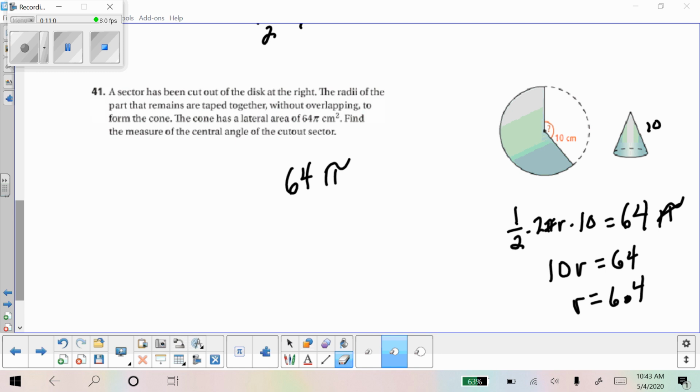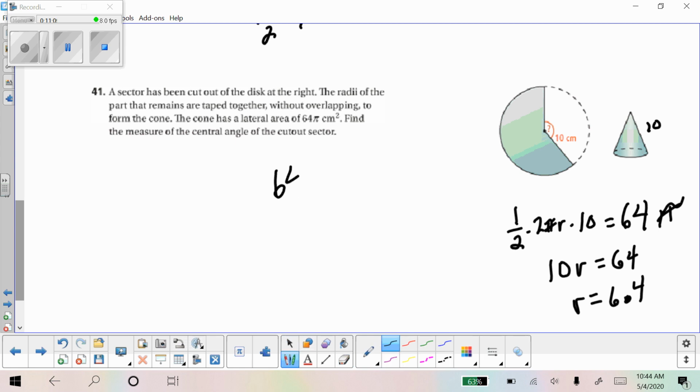I don't think we needed to do that. I think that we just have 64 pi for the lateral area. And if we flatten that circle out, we would have 100 pi. And so the ratio 64 pi represents the area of the lateral area of the cone compared to the area of the whole circle.